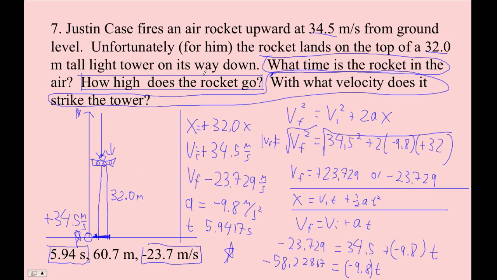And then the last one is, how high does the rocket go? We'll solve that in the next video. That's going to go from here to here, okay?